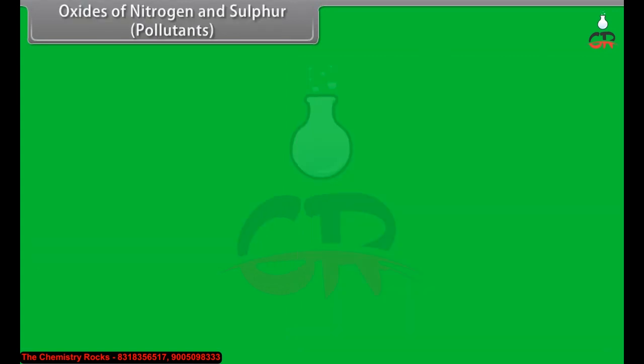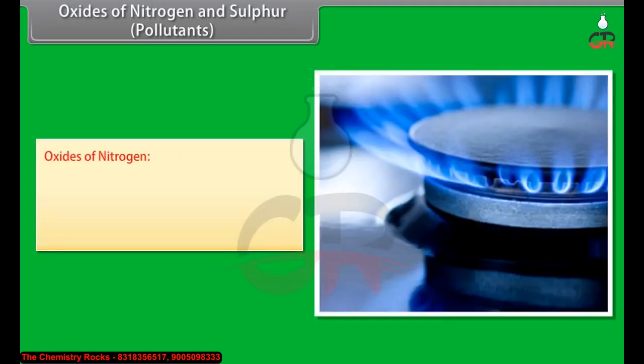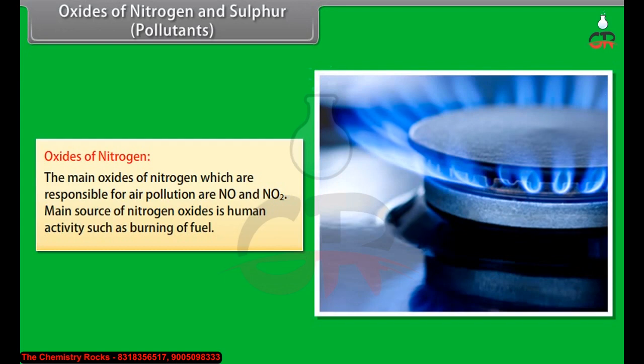Oxides of nitrogen and sulfur. Pollutants. Oxides of nitrogen. The main oxides of nitrogen which are responsible for air pollution are NO and NO2. The main source of nitrogen oxides is human activity such as burning of fuel.